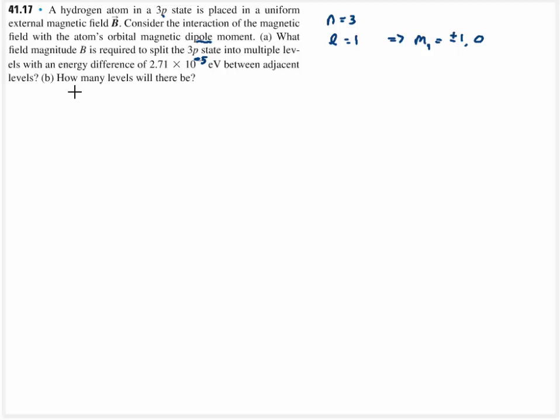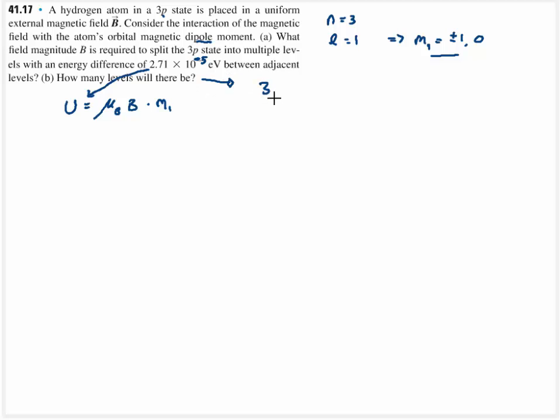And what we're going to do is say that the difference between the energy levels is going to be equal to the Bohr magneton multiplied by the magnetic field that it is put into. And we're told that the energy difference is 2.71 times 10 to the negative 5th electron volts. So what does the magnetic field got to be? Technically this also needs to be multiplied by m sub L, but we know the values for m sub L. And actually, let's go ahead and answer part B first.